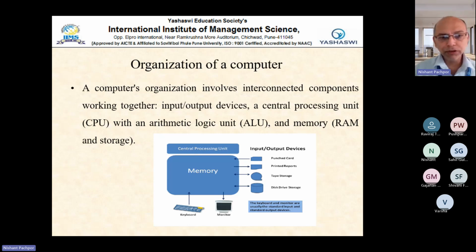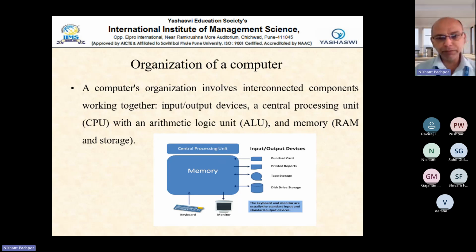Okay, the arithmetic logical unit. Why do we use the arithmetic logical unit? Because of performing addition, subtraction, multiplication. Any type of operations are performed through the arithmetic logic unit. In the memory unit, whatever operations we perform, that data will be stored in the memory.